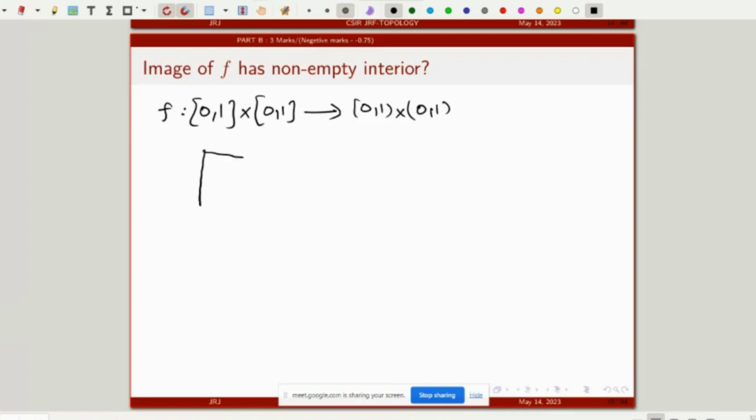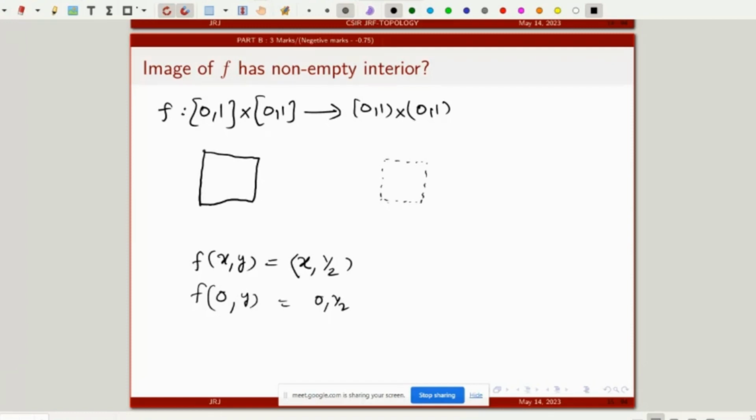So this is our closed [0, 1] cross closed [0, 1]. This is our open (0, 1) cross open (0, 1). Maybe a line. f of (x, y) equal to (x, 1/2). But then f of (0, y) will be equal to (0, 1/2). So the point will be lying here, which is not part of our image set. So whatever you said is correct.